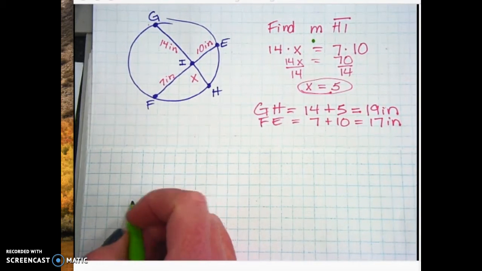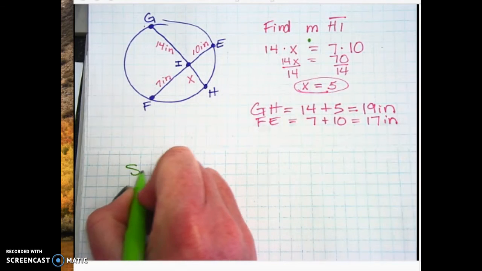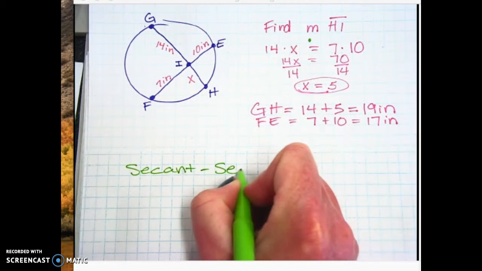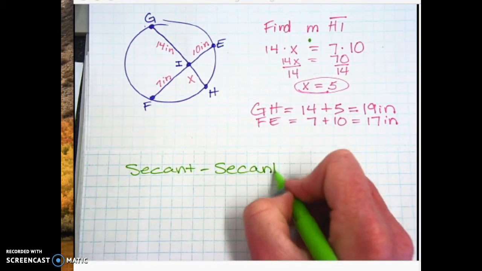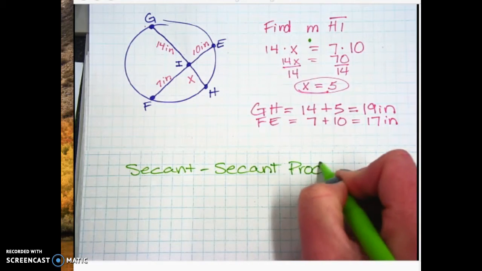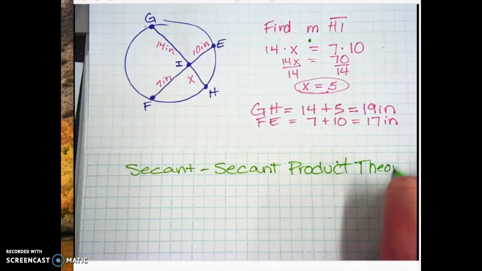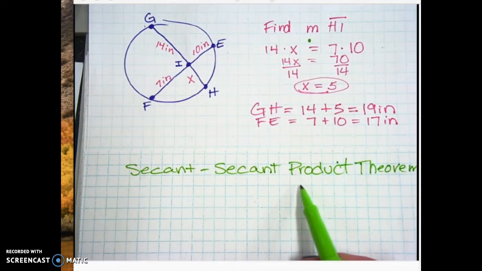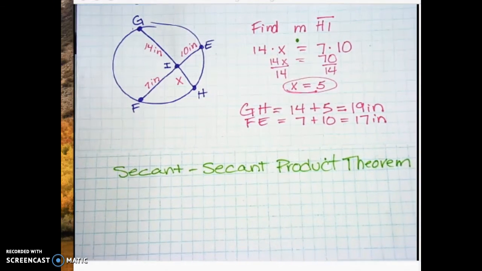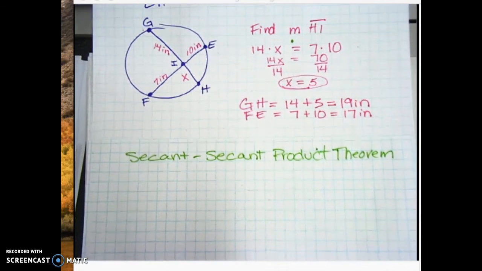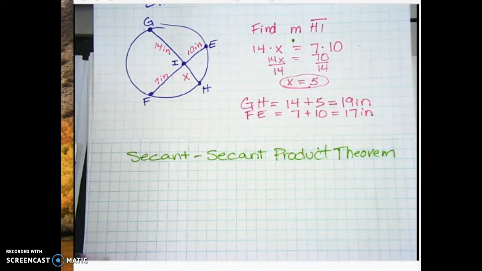All right. The next theorem is called the secant product theorem. So it's going to be similar, right? Because we're still talking about product. But this time, instead of being chord, it's going to be secant. So secants look a little bit different, right?